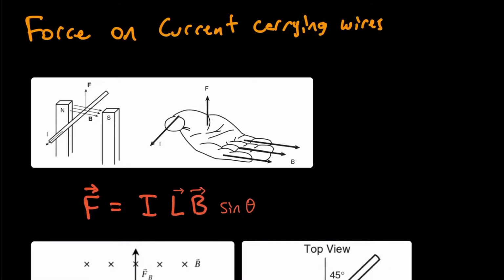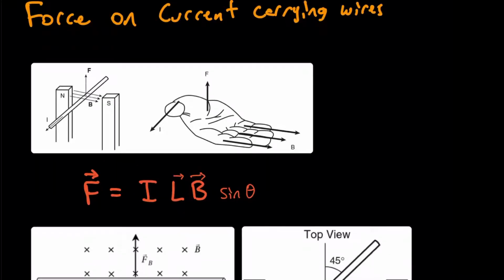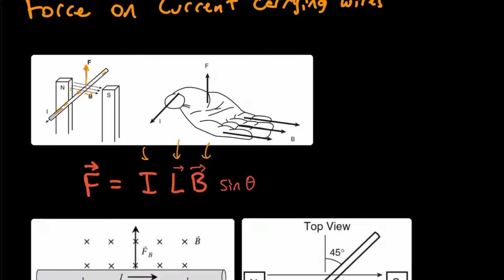Now let's take a look at force on current carrying wires. If we have a wire and it's carrying a current, it's going to create a magnetic field. And if there's another magnetic field, these magnetic fields are going to interact and create a force. In order to find the magnitude and the direction of the force, we have some techniques. First of all, to find the magnitude, we multiply the current in the wire, the length of the wire, and the sine value of the angle between them.